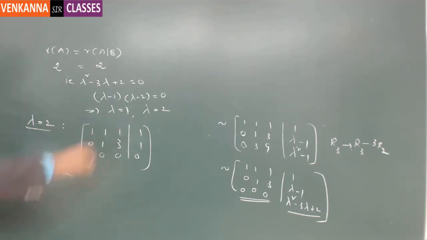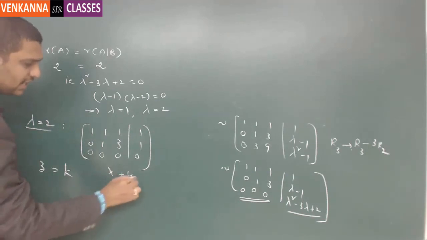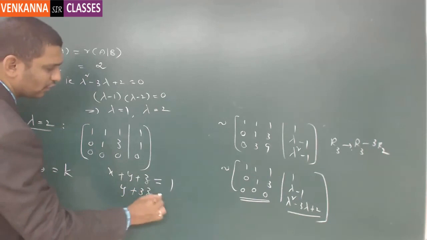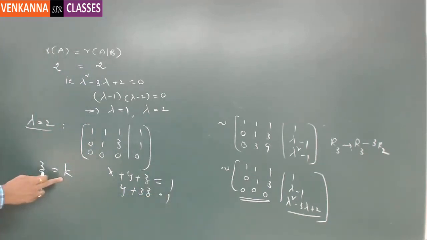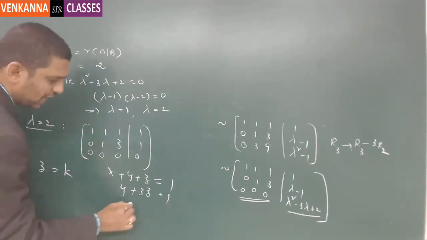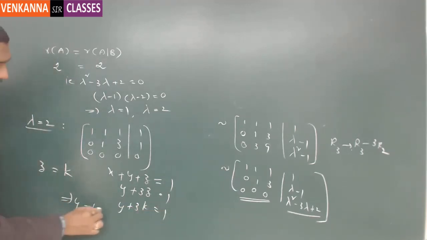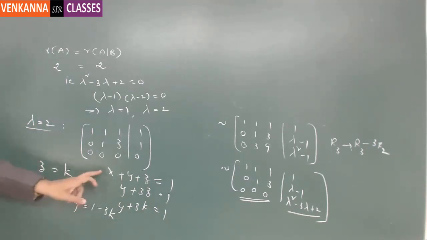So again, write the corresponding equations: x plus y plus z equal to 1 and y plus 3z is equal to 1. Since we have taken that z is equal to k, you have y plus 3k is equal to 1, which implies y is equal to 1 minus 3k. Substituting the y and z values in the first equation, you will get the value of x as 2k. You can check that.